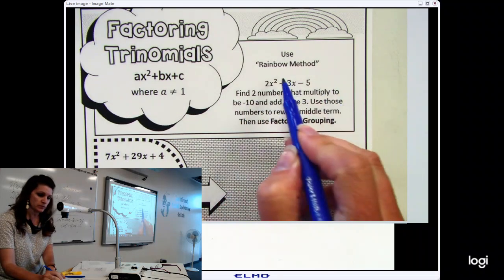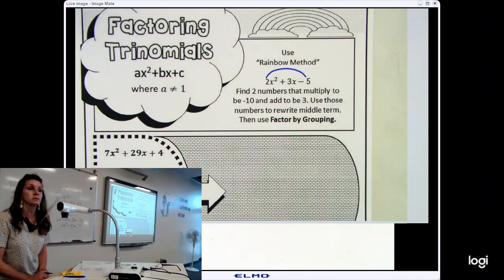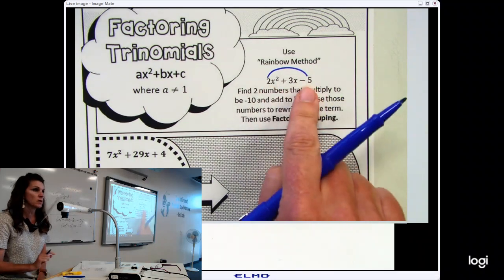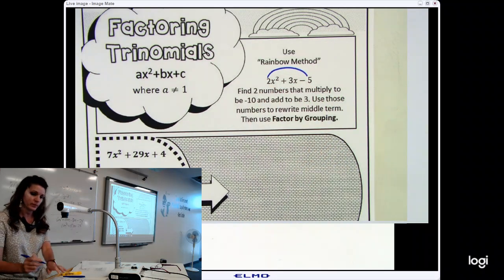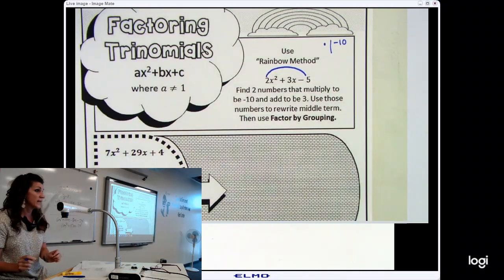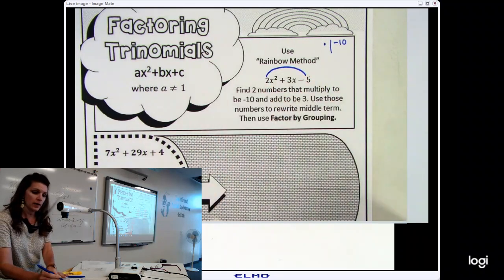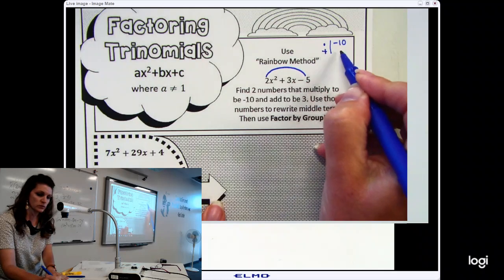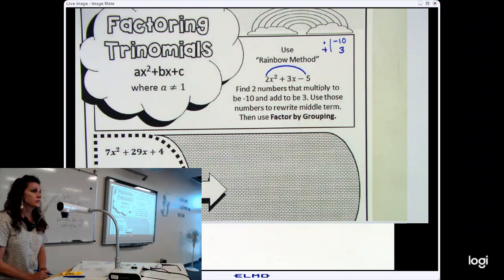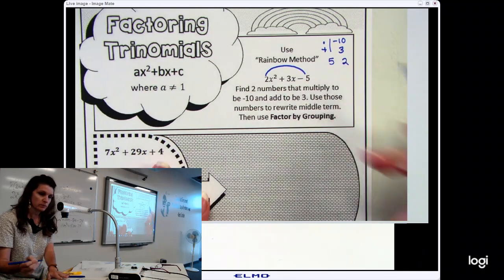Find two numbers that multiply to be, here's my rainbow, right there, from the first number to the last number. What is 2 times negative 5? Negative 10. All right, I'm looking for two numbers that when I multiply them, they are negative 10. And where did I get that negative 10 from? First times the last. And adds to be the middle, which is 3. What are your two numbers? 5 and 2. Yeah, 5 and 2, 2 and 5. What are your signs? Negative 2.